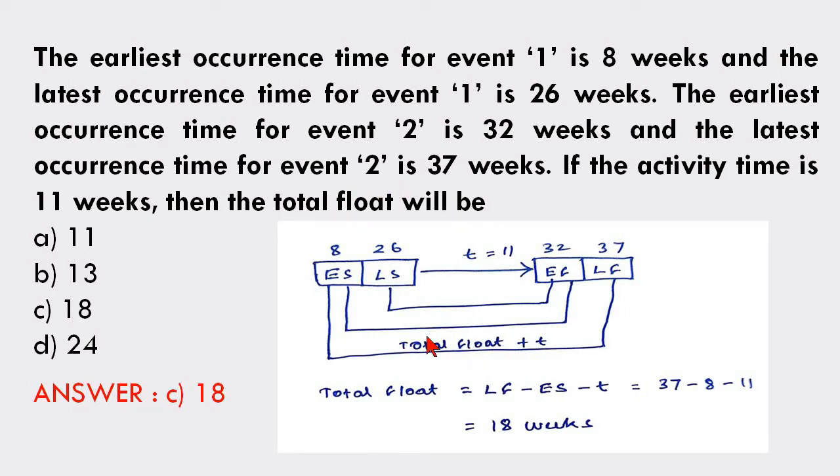So total float, what is the formula? LF minus ES minus T. LF is 37 minus 8 minus activity time 11. You will get 18 weeks. That is the total float. The answer is 18.